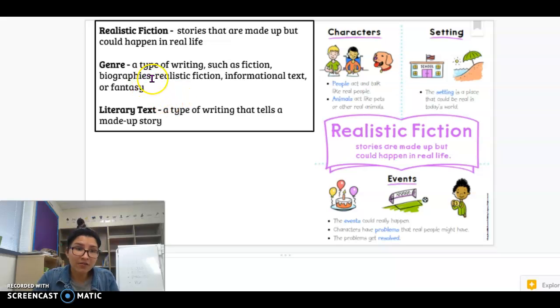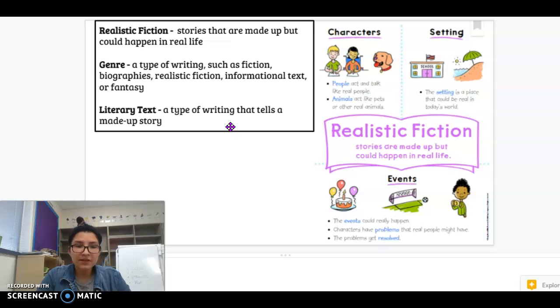So biographies, we learned last week, are stories about real people, okay? Now this week we're focusing on realistic fiction. And these are stories that are made up, but they seem like they could actually happen in real life, okay? Now, here's a big one that we have not talked about. Literary text. Got to say that? Literary text. Great job. Literary text is a type of writing that tells a made-up story, okay? So it tells a made-up story.